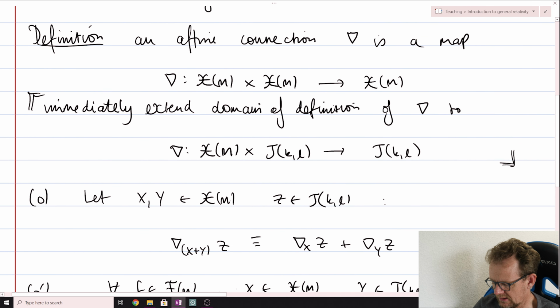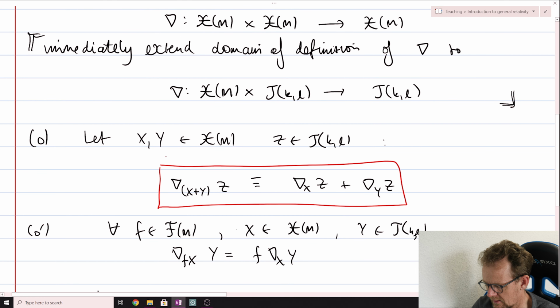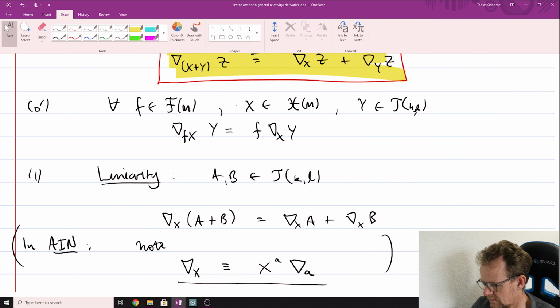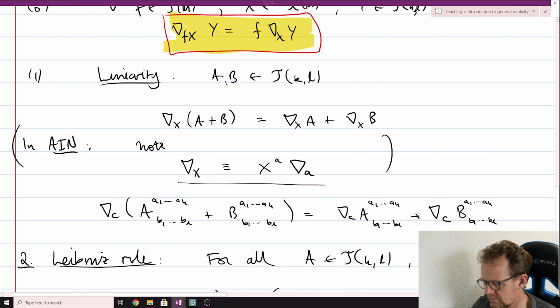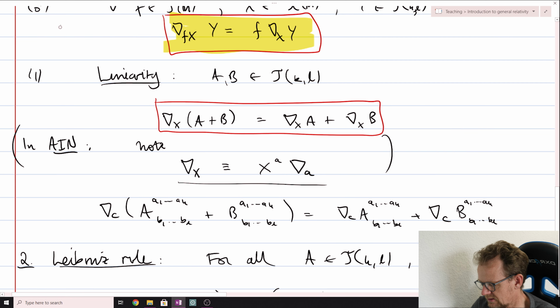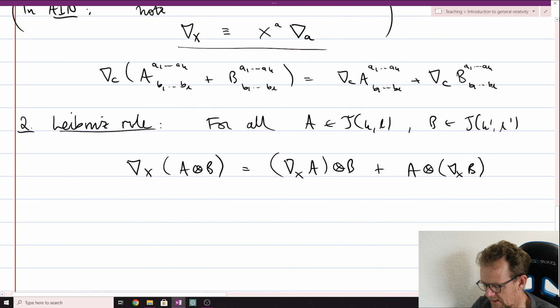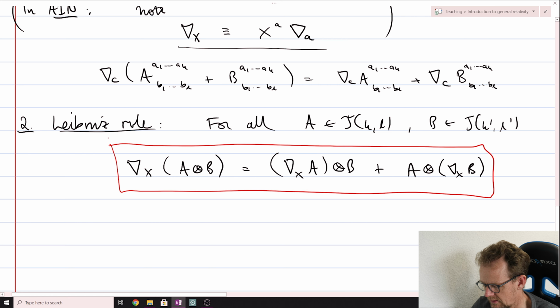So actually I'll just highlight these various requirements as we go, just so you can see them in the notes later. Here's the zeroth requirement, which establishes the linearity in the first argument. The first requirement establishes linearity in the second argument. And the second criterion that we demand of a good, decent covariant derivative operator is that it obeys a Leibniz property.